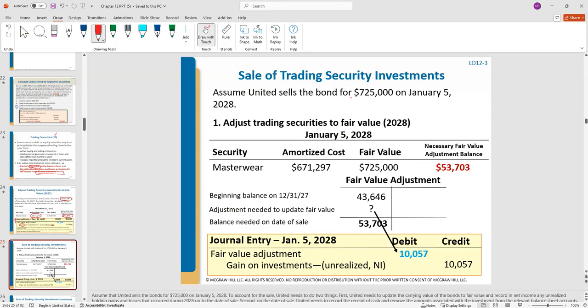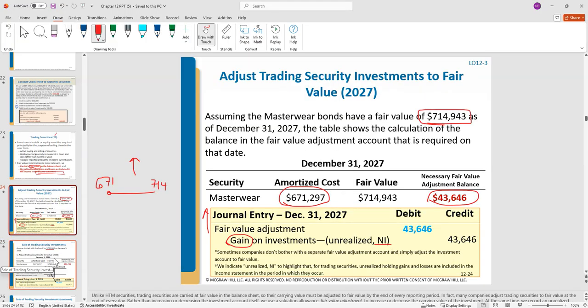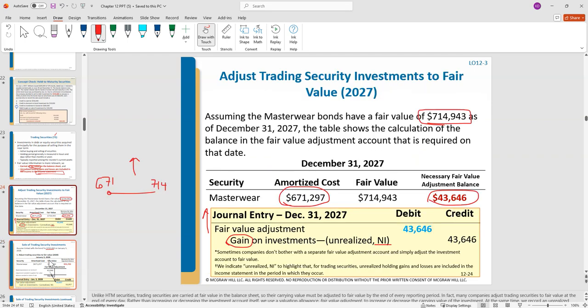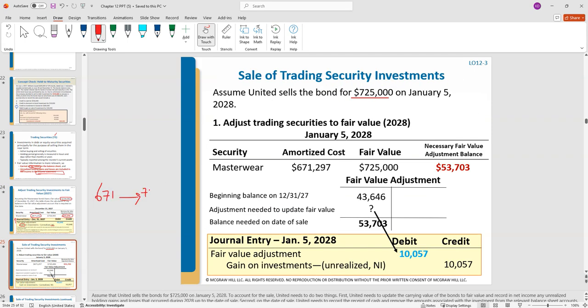Then it says, oh, okay, by the way, we want to sell these bonds, because it was a trading security. So say we sell it for 725. It went from 671 to 714, to now on the date of sale, it's at 725. So what we need to do, it went up another 10.